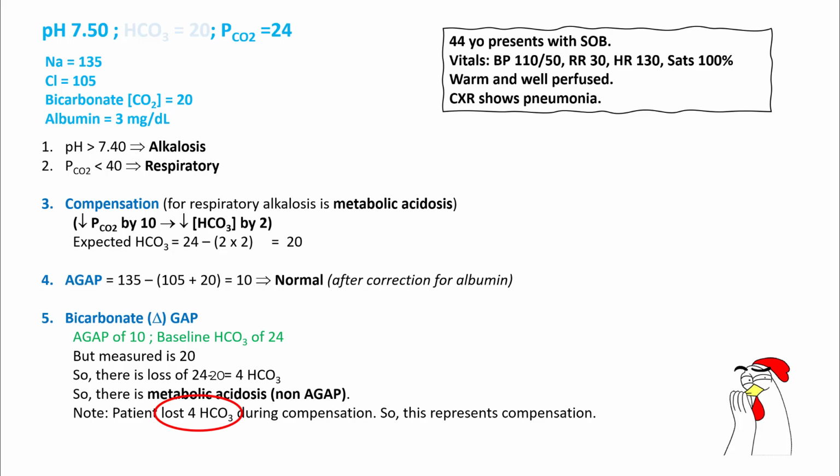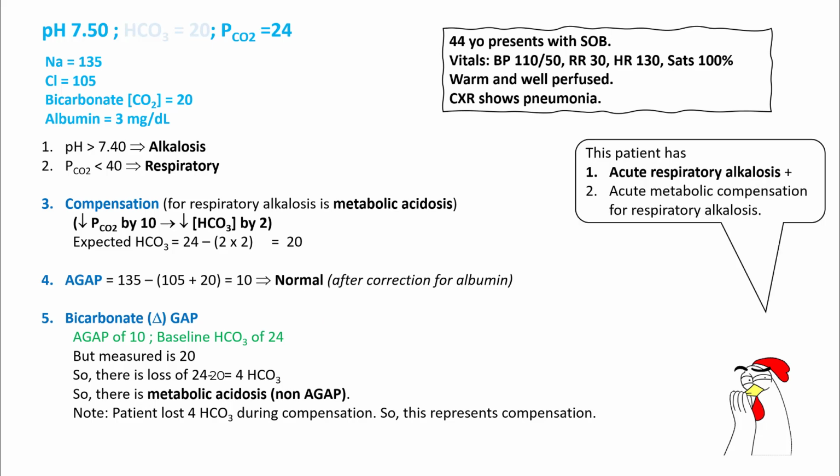And if you look more carefully, that 4 bicarb loss is coming from your step 3, because this patient lost 4 during the compensation for respiratory alkalosis. So you can see that this matches perfectly, and this metabolic acidosis that you have derived from your delta gap step is nothing but the compensation for respiratory alkalosis. So this patient has acute respiratory alkalosis with good metabolic compensation.